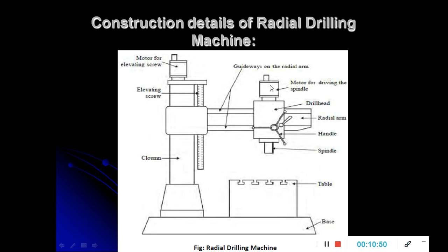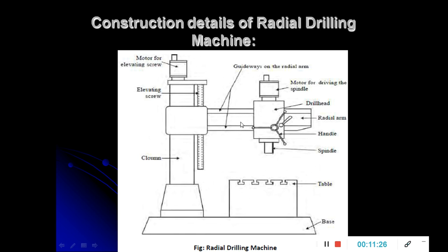The individual motor gives the rotary motion to the spindle through the drill head, and finally the rotary motion is transferred to the drill bit. Now, with the help of this handle, the drill bit penetrates into the work surface and the drilling happens. And as I told you, with these three basic movements, the radial arm can be moved up and down on a column, the radial arm can be swung 360 degrees, and this drill head can be moved to and fro on the guideways made on this radial arm.